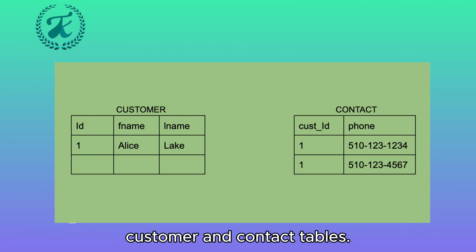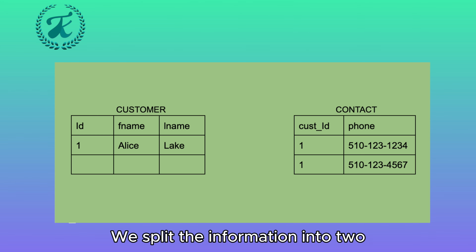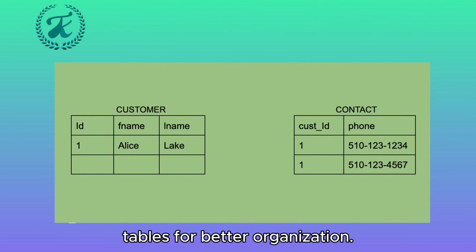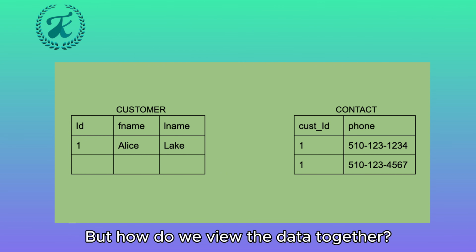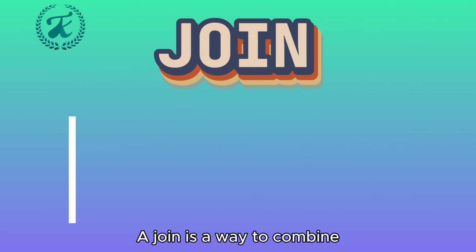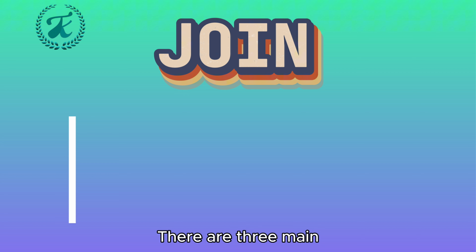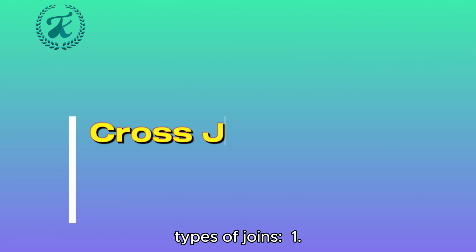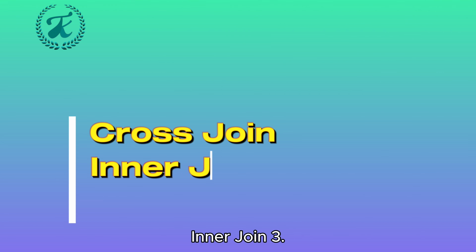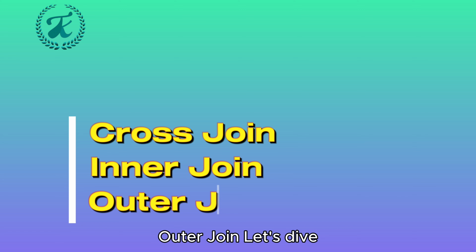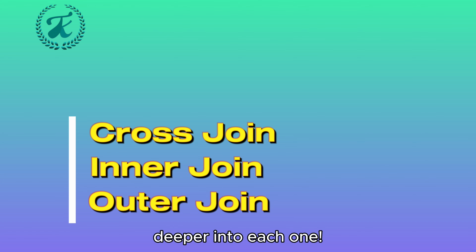Let's revisit our customer and contact tables. We split the information into two tables for better organization. But how do we view the data together? That's where joins come in. A join is a way to combine data from two or more tables in a database based on a related column between them. There are three main types of joins. 1. Cross join. 2. Inner join. 3. Outer join. Let's dive deeper into each one.